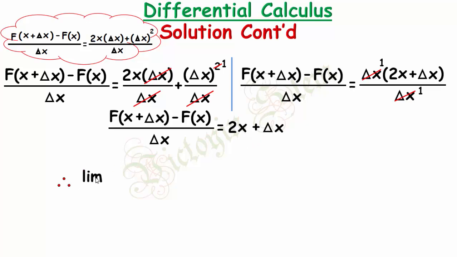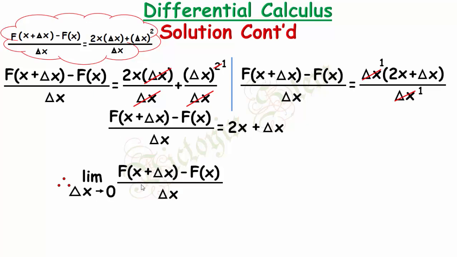Therefore, we find the limit as delta x approaches 0, we write out our formula. Of course, we got our answer to be 2x plus delta x. So as delta x approaches 0, we're saying delta x is getting closer and closer to 0. It will eventually be equal to 0. And so our final answer boils down to 2x. Hence, the derivative of f of x equals x to the power of 2 equals 2x. So if you differentiate x to the power of 2 from first principle, the answer is 2x.